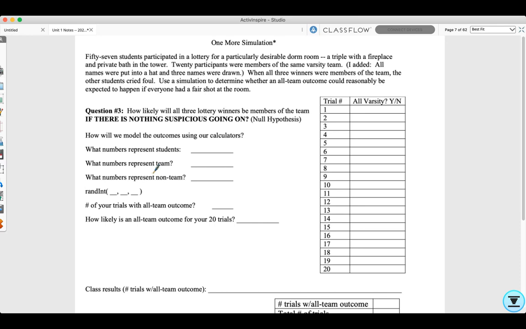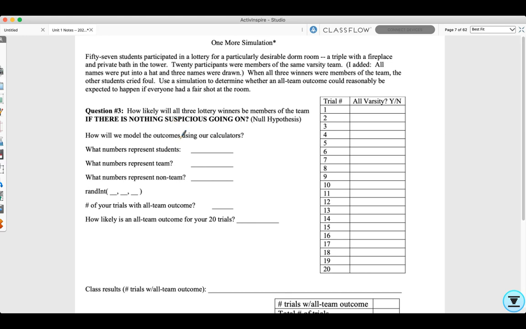Use a simulation to determine whether the all-team outcome could reasonably be expected to happen if everyone had a fair shot at the room. So question 3: how likely will all 3 lottery winners be members of the same team if there's nothing suspicious going on? So this is our null hypothesis. How will we model the outcomes using our calculators?